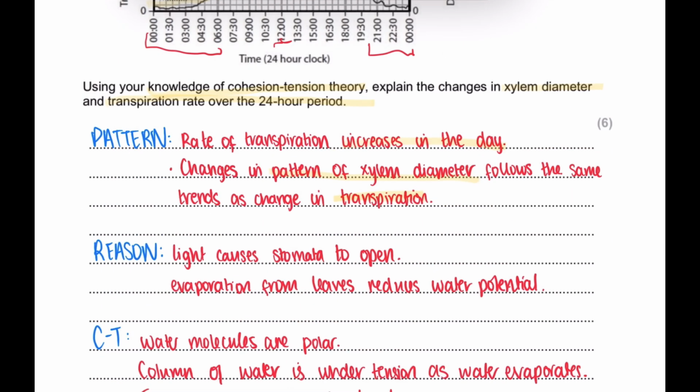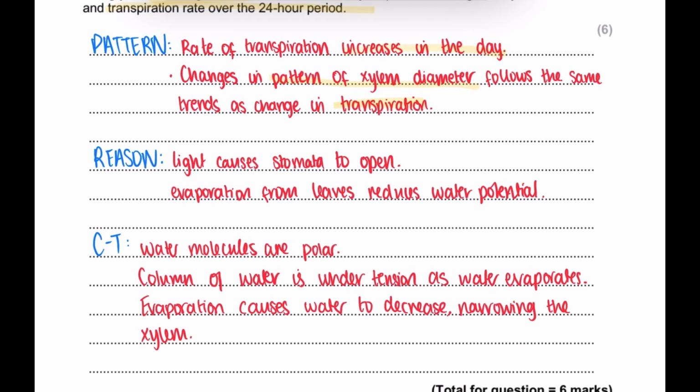They are together. Now, what's the reason for this? What's the reason for the fluctuation, the increase, and the not much change during the night? This could be because the light causes the stomata to open, and also the increase in temperature because of increased light increases the kinetic energy. Also, reduced humidity can increase the concentration gradient, while increased wind speed maintains this concentration gradient. These are all reasons for why there's more transpiration during the day. And also, evaporation from the leaves reduces the water potential in the leaves, therefore more transpiration.